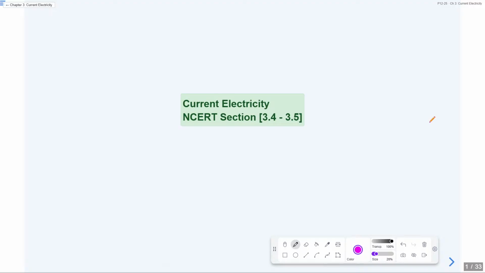In the previous lecture, we were discussing electric current and resistance and the factors on which resistance depends. So we'll do some questions based on that first, then we will continue the topic.